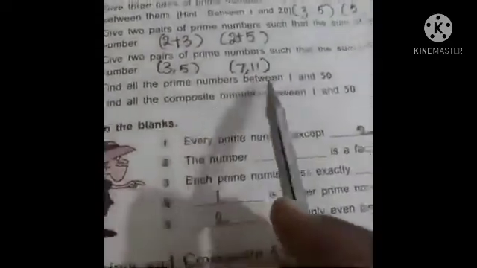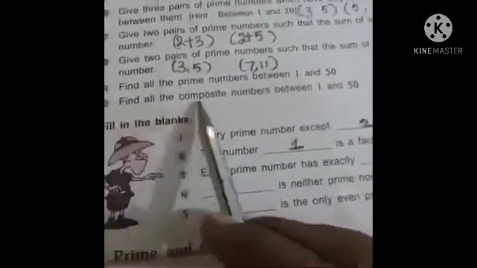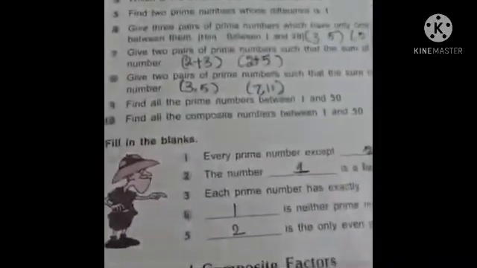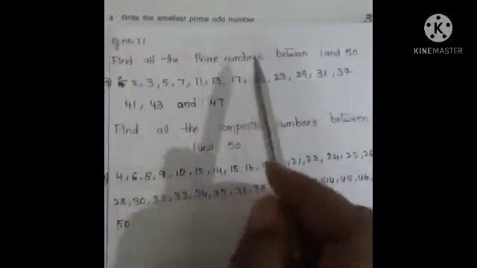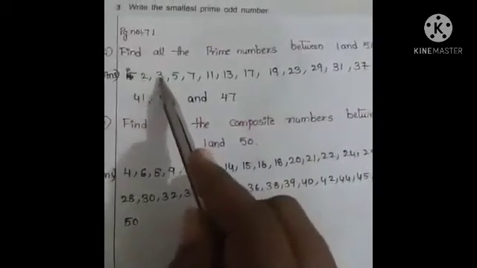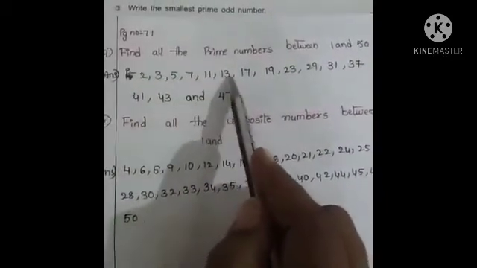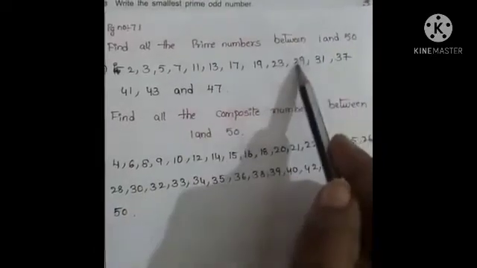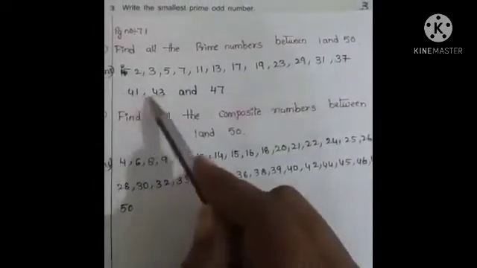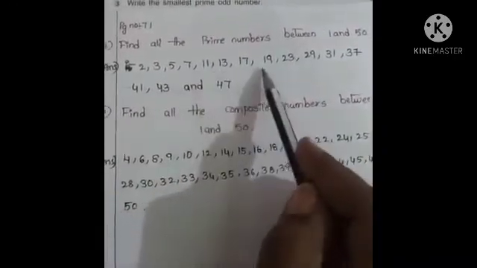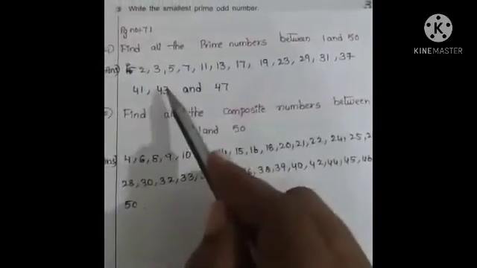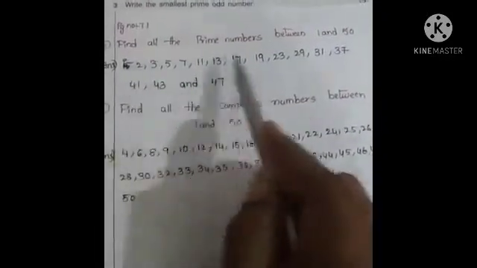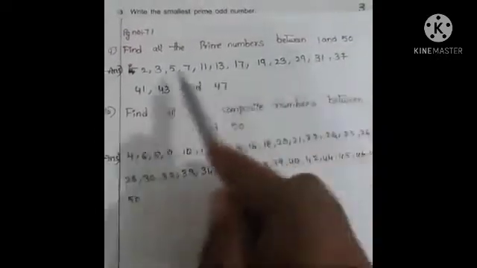Find the prime numbers between 1 and 50. Find the composite numbers between 1 and 50. I will explain now. All the prime numbers between 1 and 50 are 2, 3, 5, 7, 11, 13, 17, 19, 23, 29, 31, 37, 41, 43 and 47. These numbers have only 1 and itself as factors.